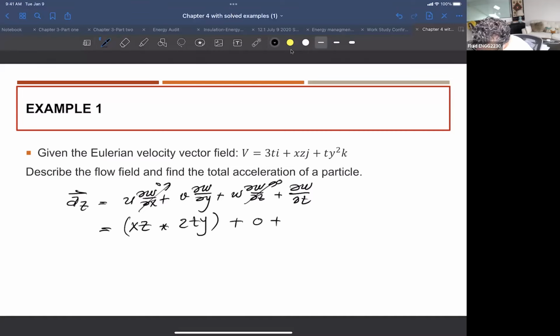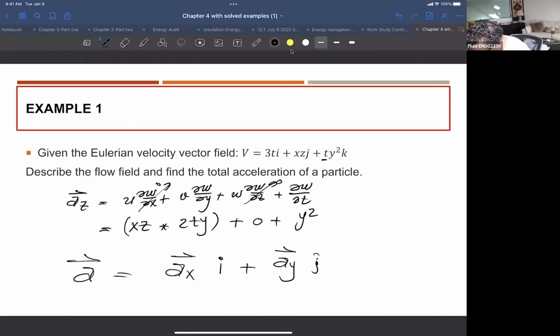Plus dw by dt is y squared, right? So now it's very simple. So how can we find out? Of course, the total vector will be this: x i plus ay j plus az k. So you can write the vector like this.